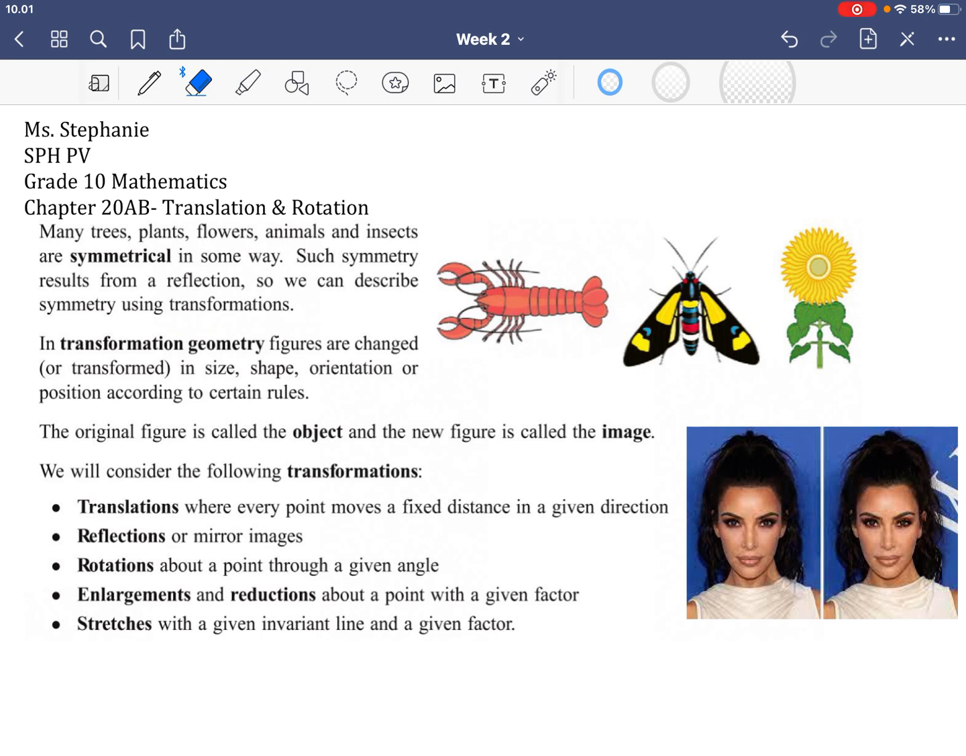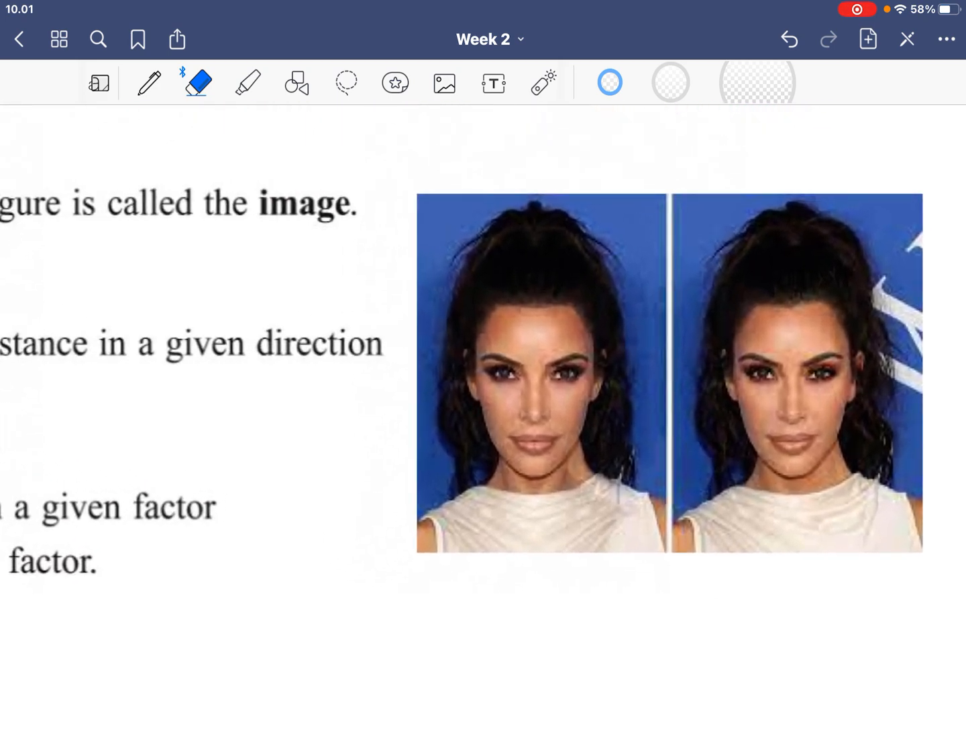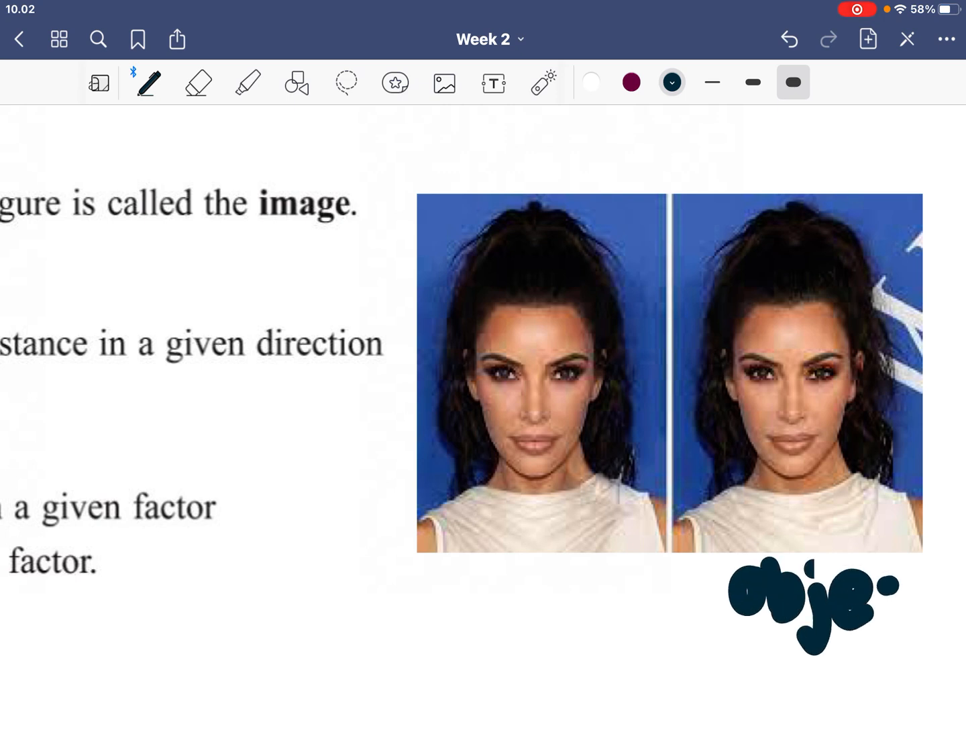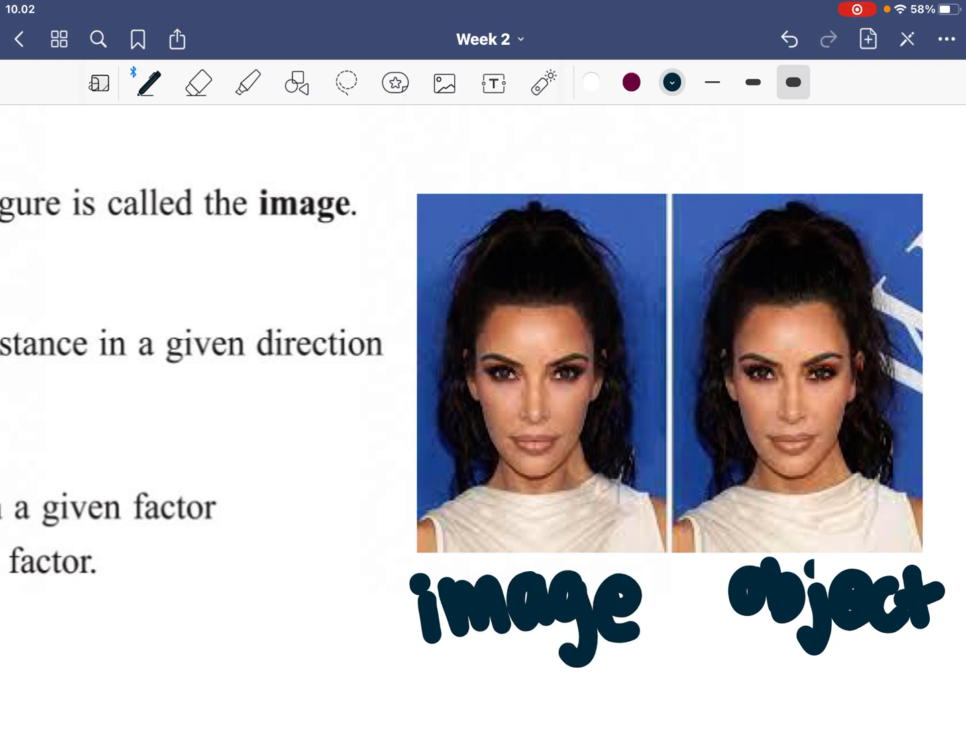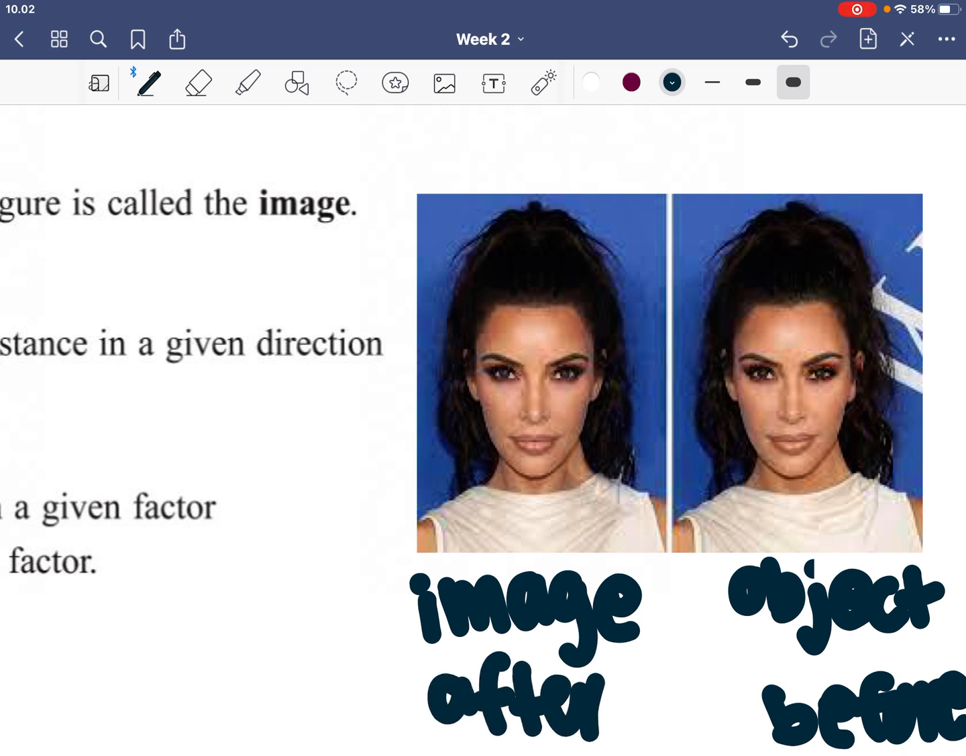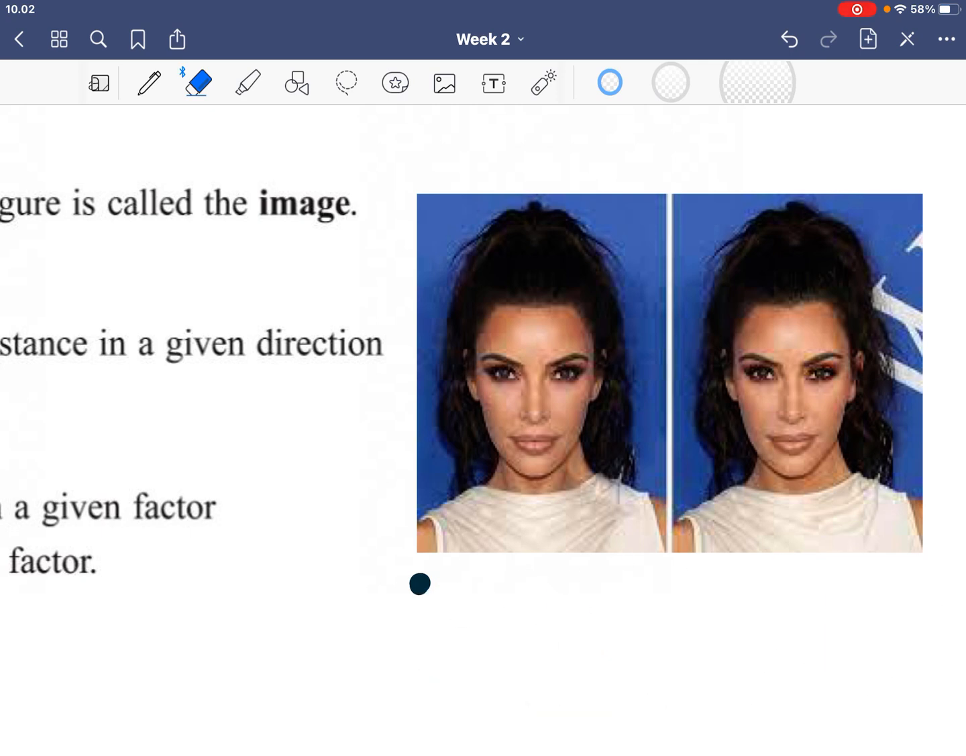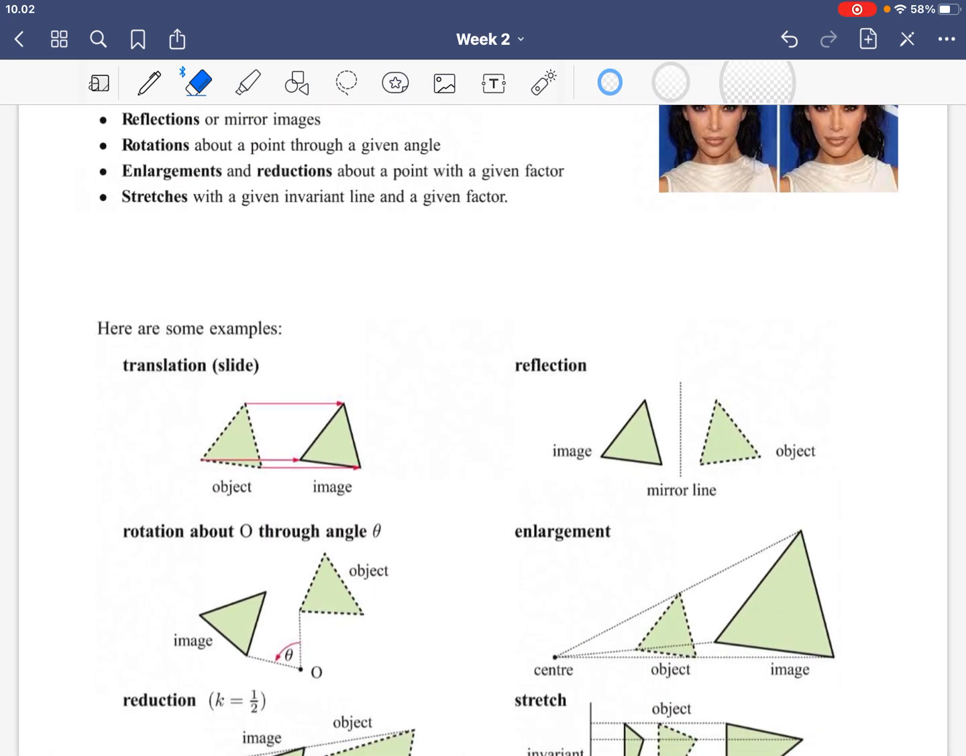And I have Kim Kardashian's picture here. It's kind of creepy. I cannot tell which one is symmetrical. I think this one is the... Hold on. See, this is really creepy. I'm pretty sure this one is the object, the OG, and this is the image. So this is the before, and this is the after. And this is a really thick ink right here. Okay. So I thought that was interesting, just to wake you up a little bit.